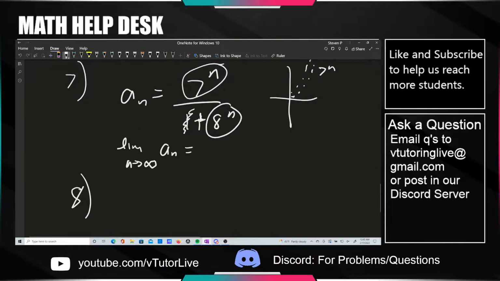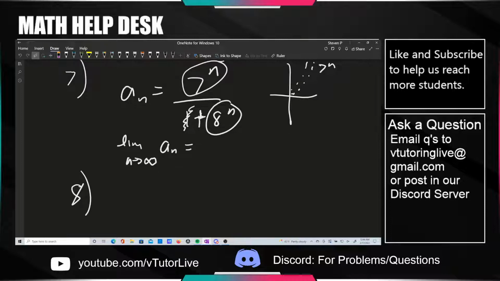Right? So if it's 7 to the n over 8 to the n, what would it be? Because then 1 plus 8 to the n is just going to be something really, really similar to that, but a tiny bit smaller. Right?